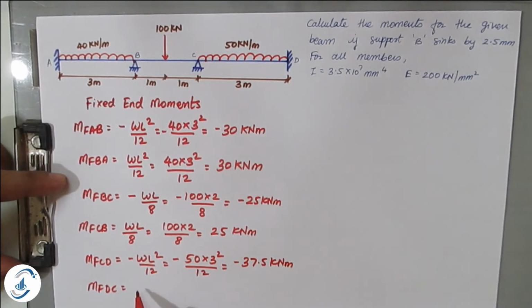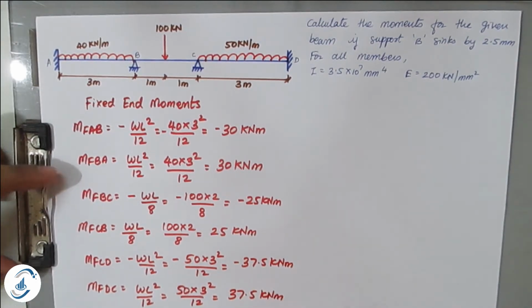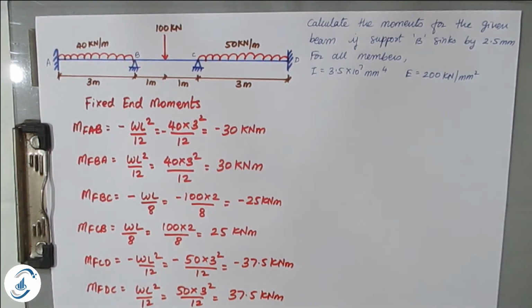MFDC is positive because it is clockwise. So WL square by 12. So 50 into 3 square divided by 12. So positive 37.5 kilonewton meter. So this is a very important step when you are solving an indeterminate structure with the help of slope deflection method or slope deflection equations to calculate fixed end moment.